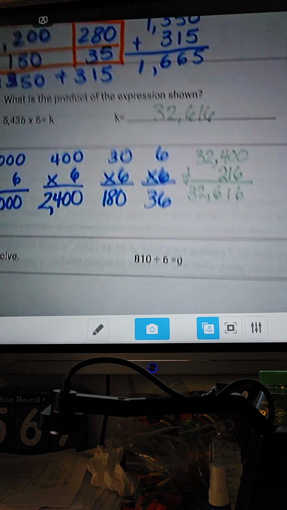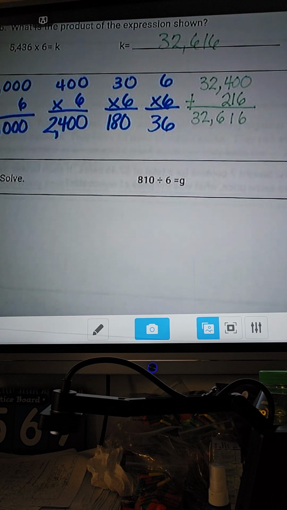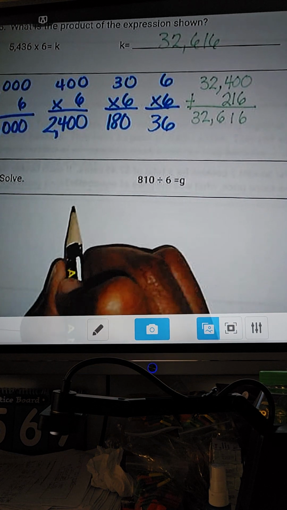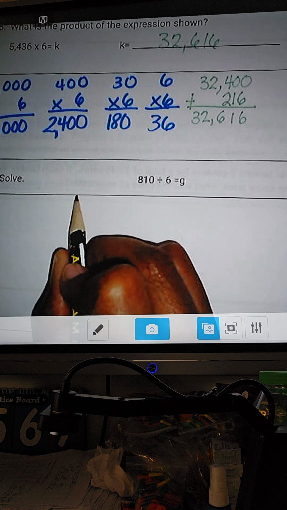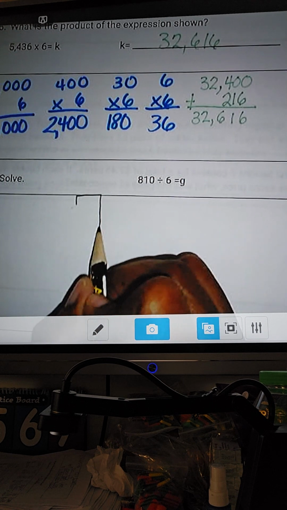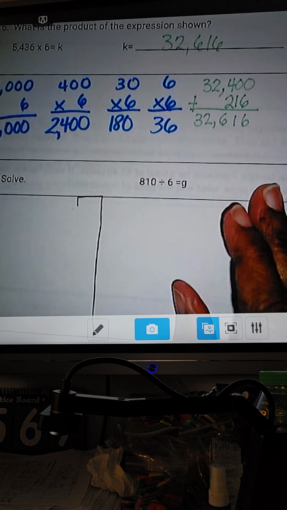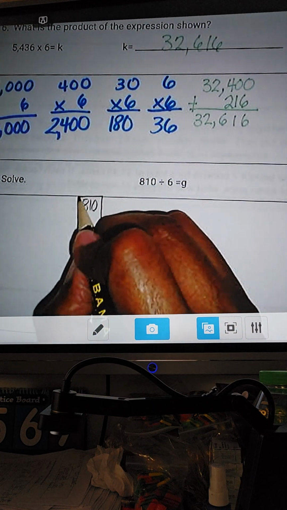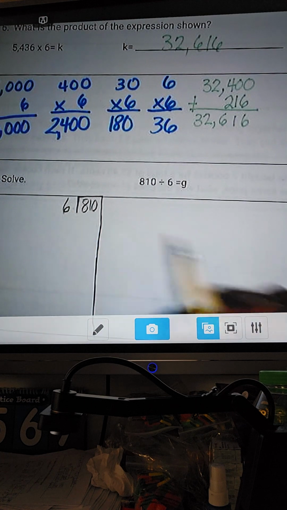All right, number 7 solves. Number 7 is division. All right, 810 divided by 6 equals G.